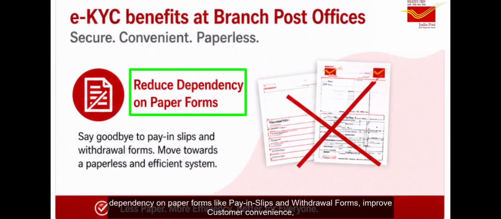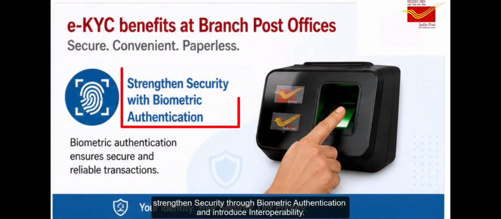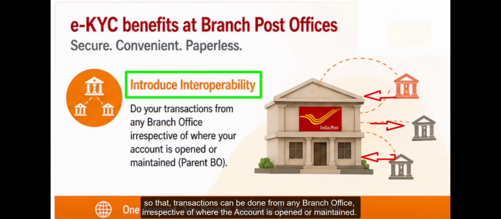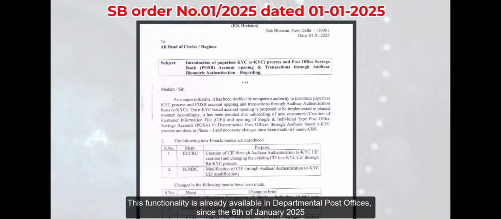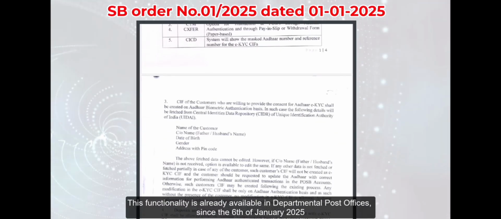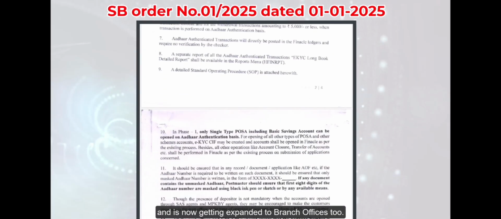The objective of this initiative is to reduce dependency on paper forms like pay-in slips and withdrawal forms, improve customer convenience, strengthen security through biometric authentication, and introduce interoperability so that transactions can be done from any branch office, irrespective of where the account is opened or maintained. This functionality is already available in departmental post offices since the 6th of January 2025 and is now getting expanded to branch offices too.